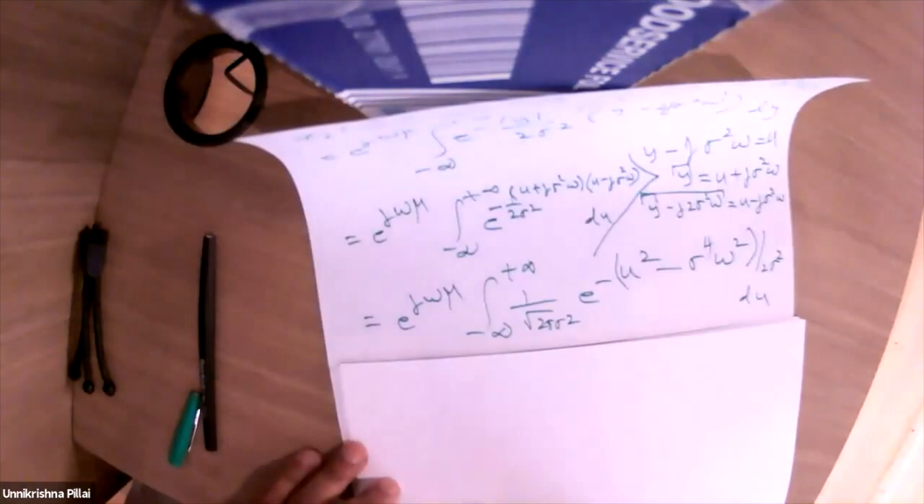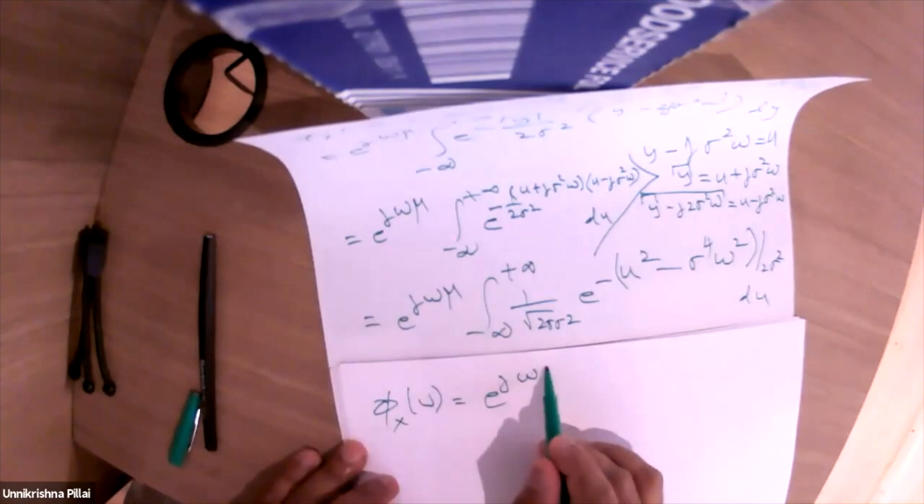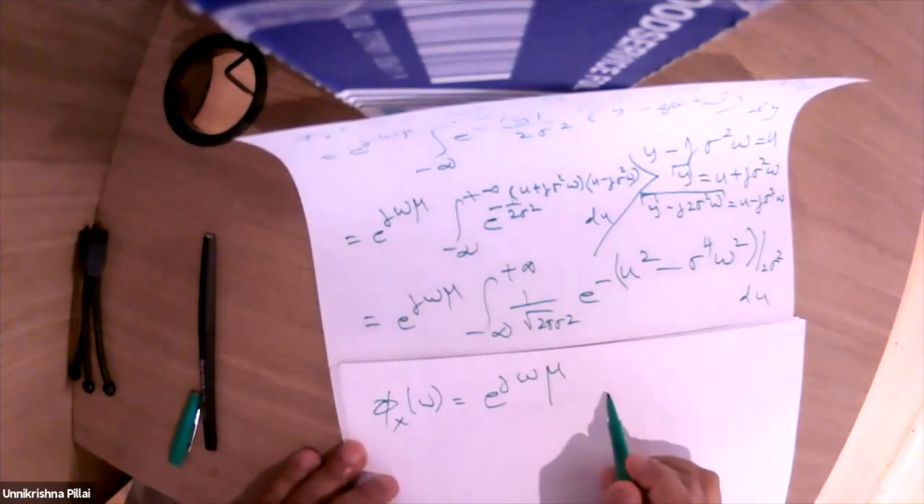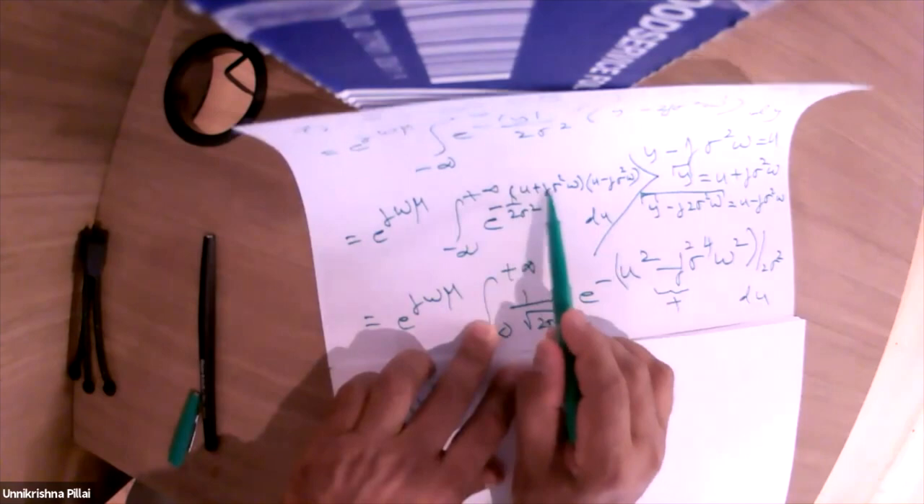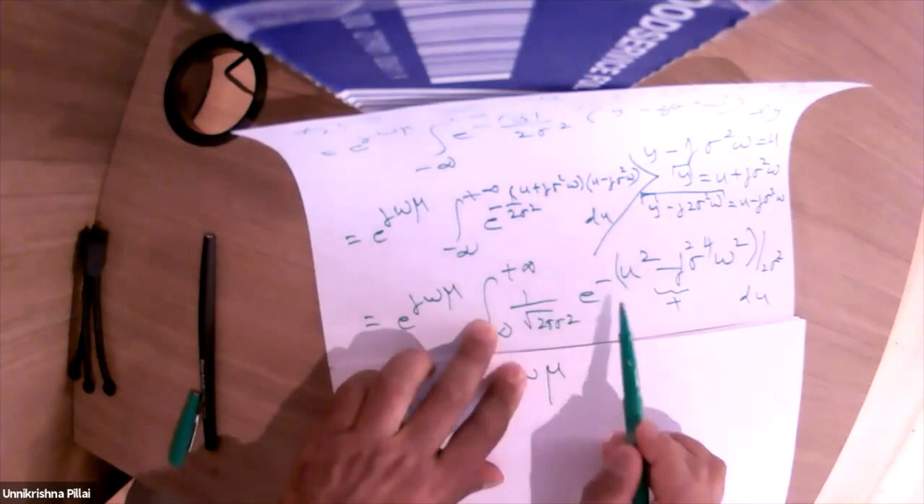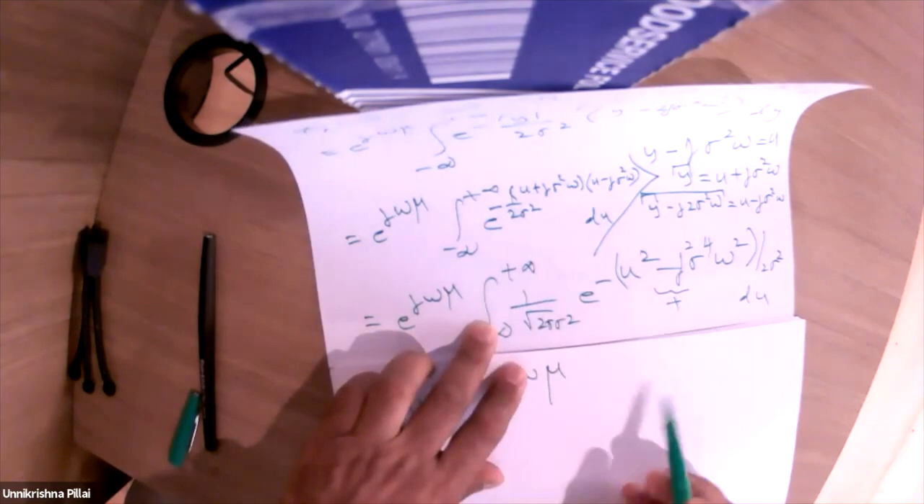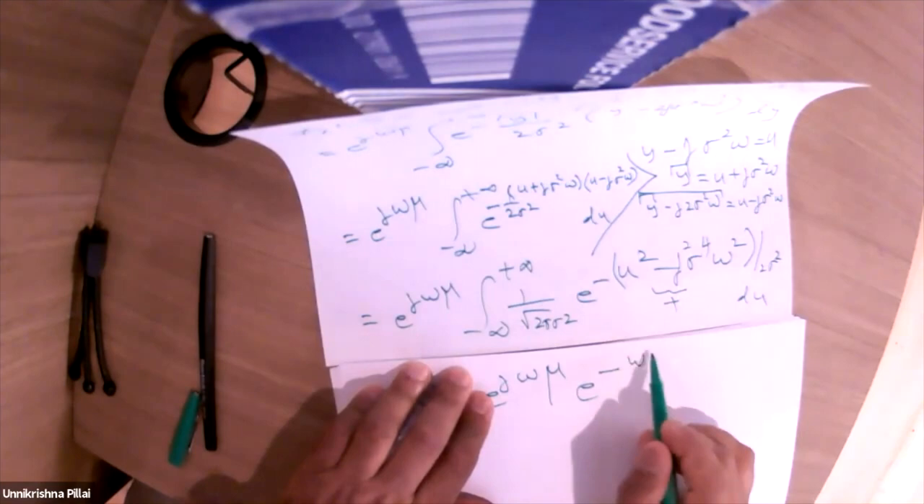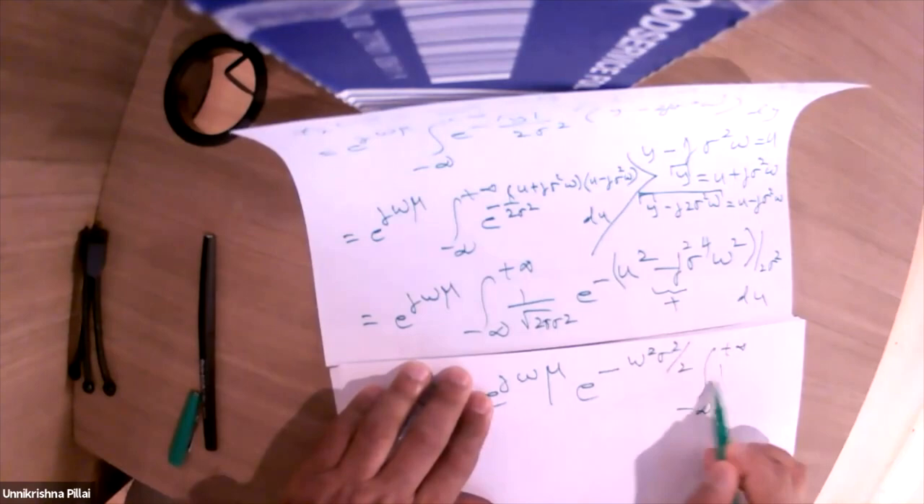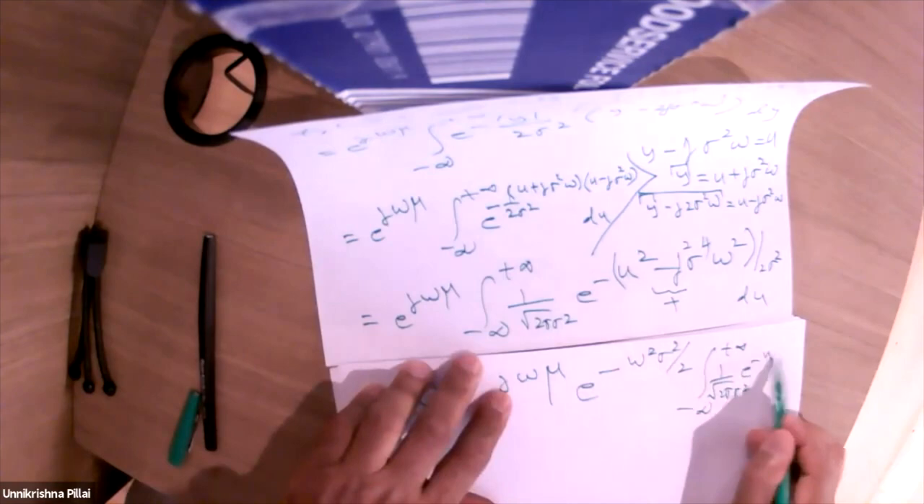So the phi x omega becomes e raised to j omega mu. Then let me pull out this term outside. This is plus, right? There is a j squared here. Minus j squared is plus because look, u plus j omega squared, a plus b, a minus b, a squared minus b squared. A squared is here, minus b squared is j squared. Minus j squared is plus. So when I pull this outside, minus plus is minus, e raised to minus. Sigma 4 and sigma squared would cancel, omega squared sigma squared by 2. Then you have an integral, then you have the square root of this, then you have e raised to minus u squared by 2 sigma squared du.